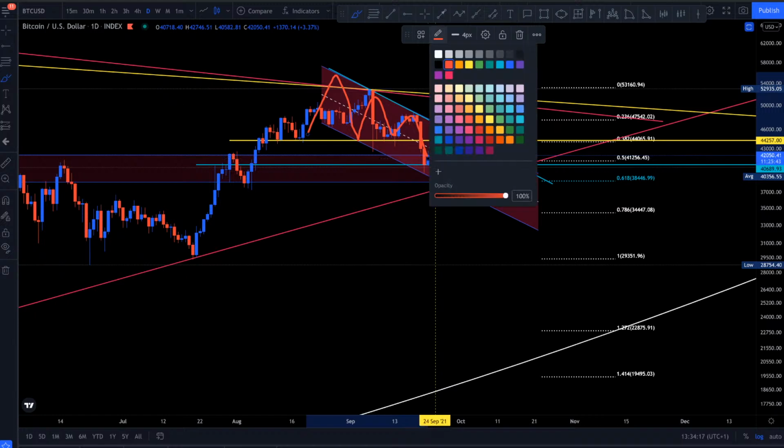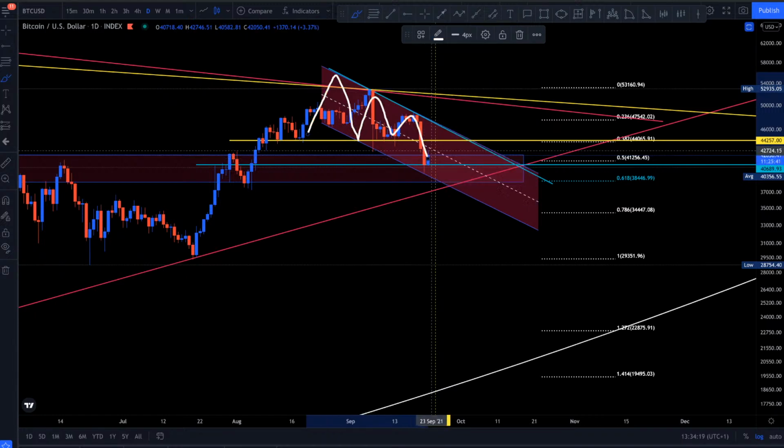So that's how the triangle is formed. The triangle would touch all points, minimum 3 points, 3 touch points. So we had 1, 2, 3 here, we had 1, 2 here, and then we broke down. So we can use this and say, well, this is what we've got. So this is definitely a pattern for us, right?